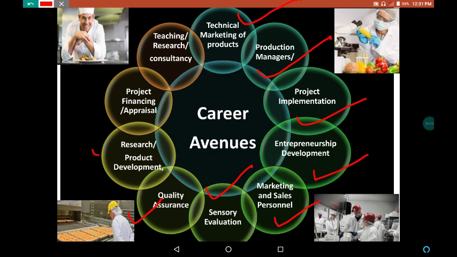There are options for research and product development. If you want to do research and develop any food product, you can do it. Project financing and appraisal, and last but not the least, teaching, research and consultancy in food processing and technology. So there are varied options for your career.